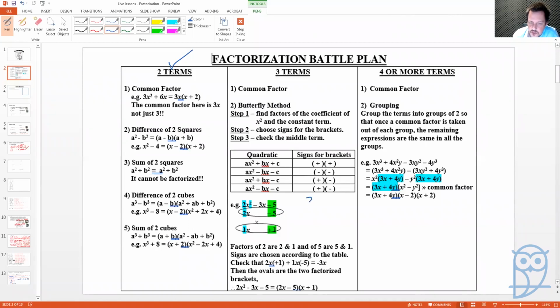Now, factors of 2, we only have 2 factors. Those factors are 1 and 2. Factors of 5, you don't need to worry about the minus sign there. We're going to deal with that later. Again, there's only 2 factors, 1 and 5. Now, you might say, how do I know what order to put them in? Well, very easily, because there is only one order. And if you put them in an order and it doesn't work, it's the wrong order.